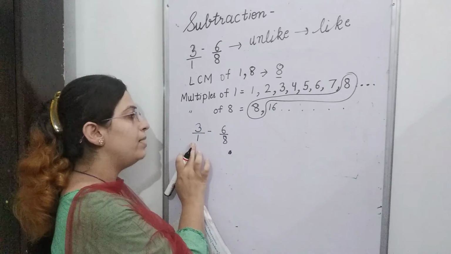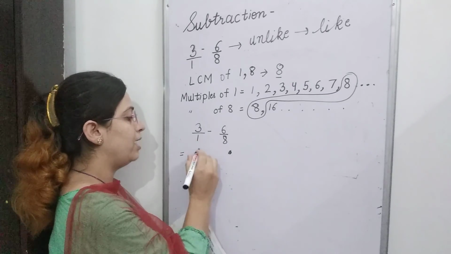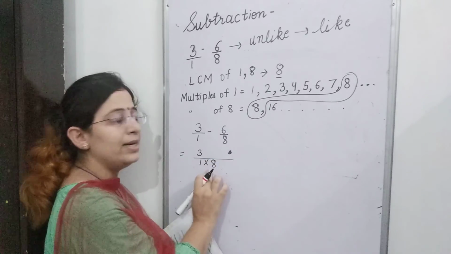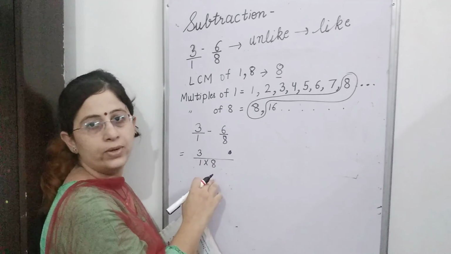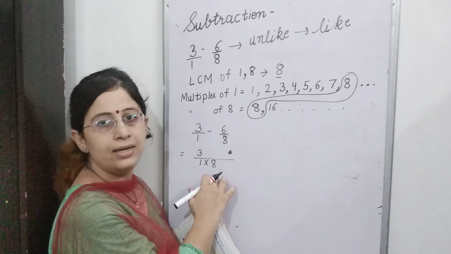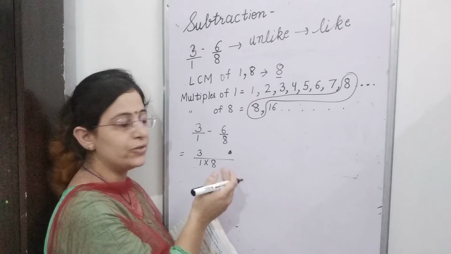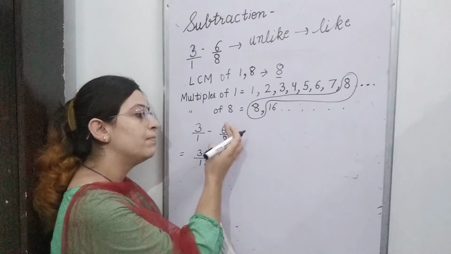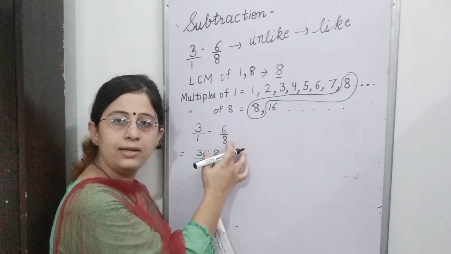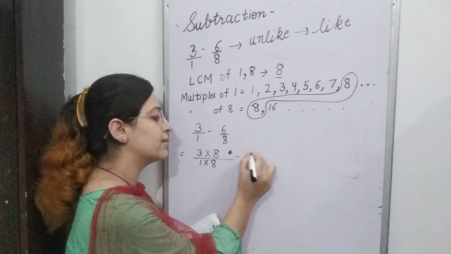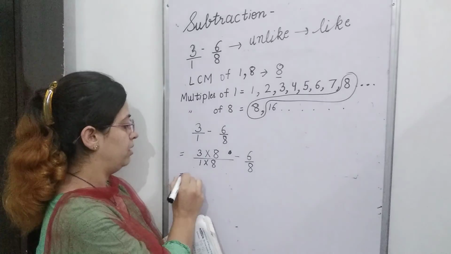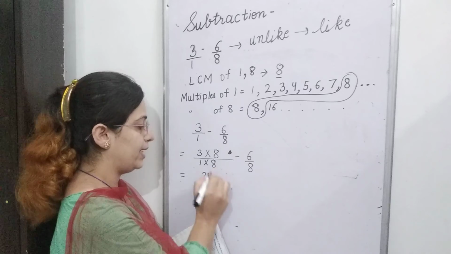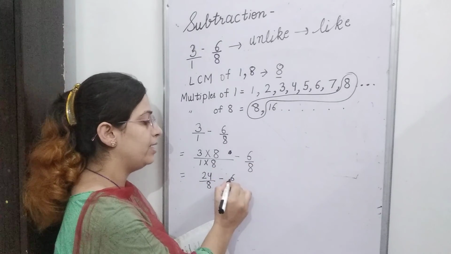So what will we do? If I multiply this denominator 1 by 8, then the denominator will become 8. But this is a rule: if you multiply the denominator by 8, you have to multiply the numerator also. This we will keep the same, because here the denominator is already 8. So no need to change it. Just write it as it is. Now solve it. 3 times 8 is 24 by 8 minus 6 by 8.